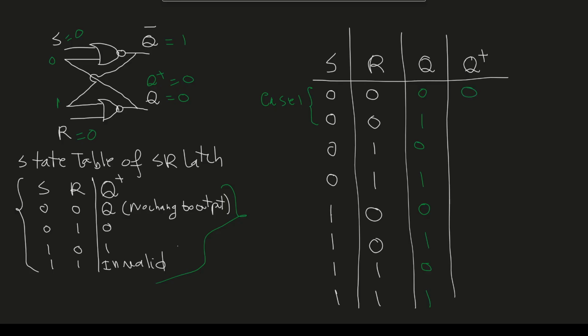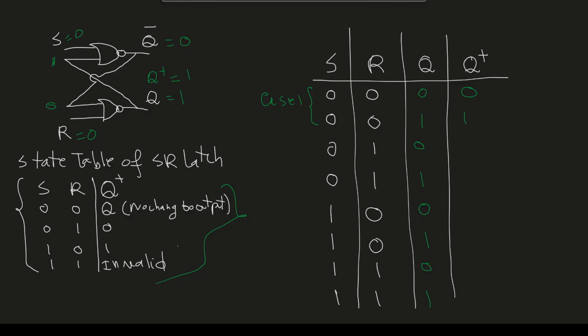So the first line will have 0. Now let's see when Q is 1. The current state Q is 1, so 1 will come here. The top NOR gate will have 1 NORed with 0, so the output from the top NOR gate will be equal to 0. And then 0 will come here for the bottom NOR gate. 0 NORed with 0, the output for the next state will be equal to 1.